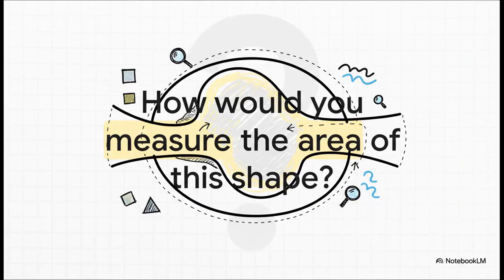Take a look at this shape on the screen. See how it's kind of trapped between those two swooping curves? It's not a square, it's not a triangle, it has no straight sides. So, how in the world would you find its exact area? Seems like a pretty tough puzzle, right?